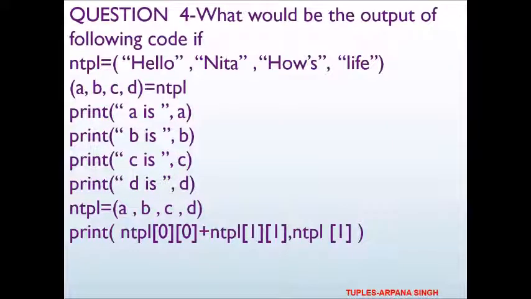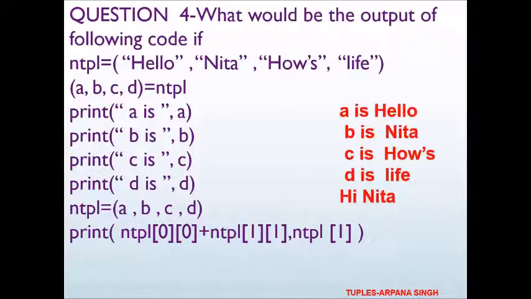Next, if you want to find the output of this, A is A. If you write A, B, C, D comma and this, it will unpack it. A will hold hello. B will hold the second, that is Neeta. C will hold how is, and D will hold life. So first 4 lines are the output of A, B, C and D.